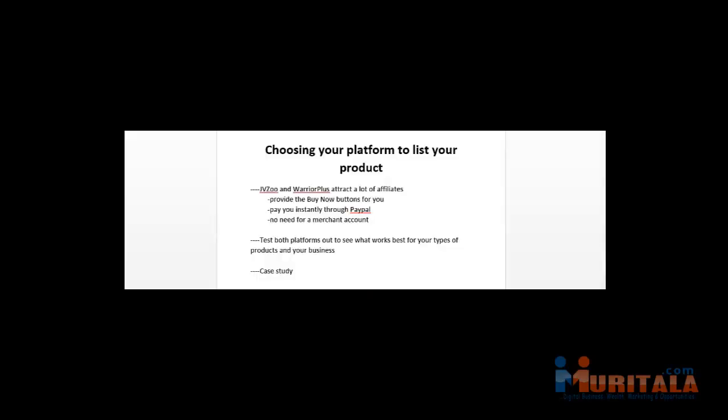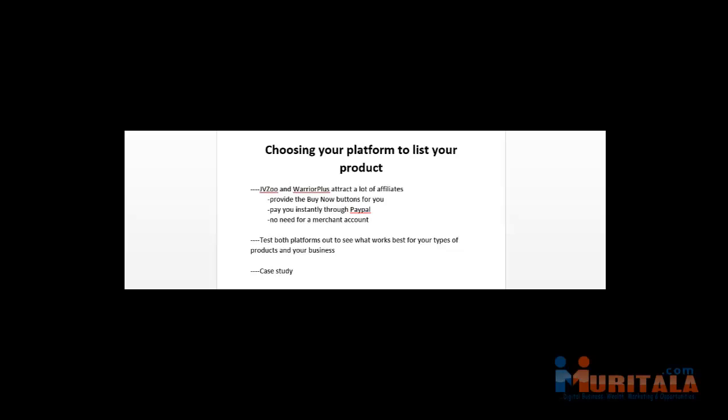Now that you've created your products and set up your funnel, you're all ready to go and start selling. But one thing I recommend you do is to list your products on a platform or a network that will handle paying out the affiliate commissions for you, and that will help you in getting affiliates. And the top platforms or networks out there are JVZoo, Warrior Plus, and ClickBank.